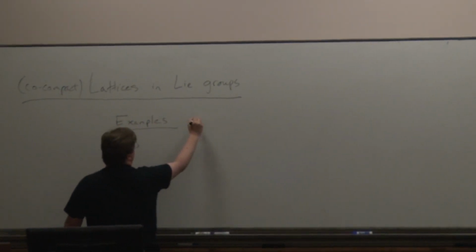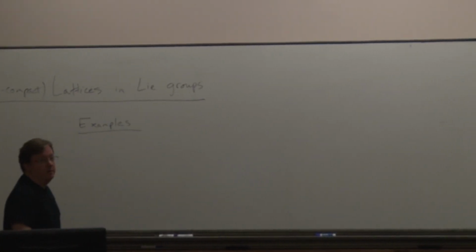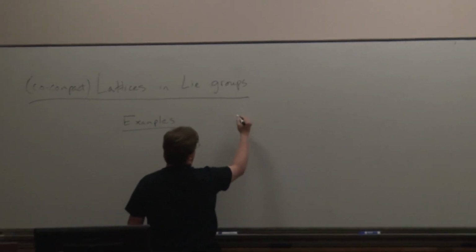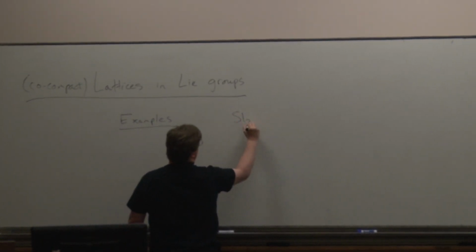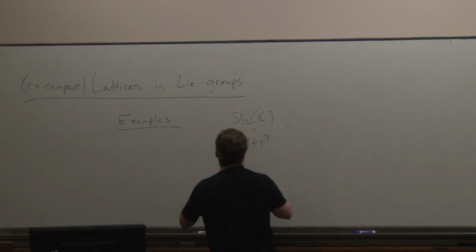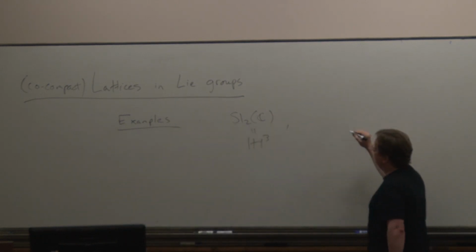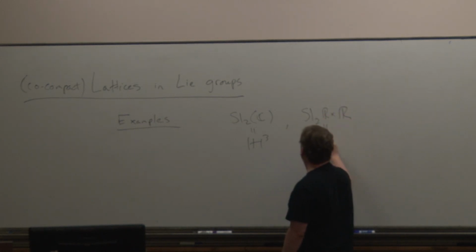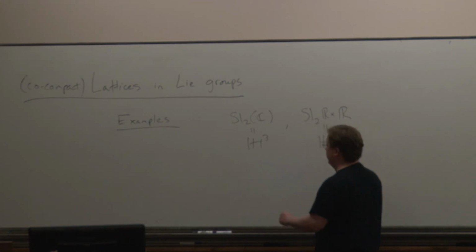I think I wrote down last time all these three manifold geometries, these Lie groups that people are concerned about. So we have SL2C, which is H3, and SL2R times R, which gives us H2 times R.